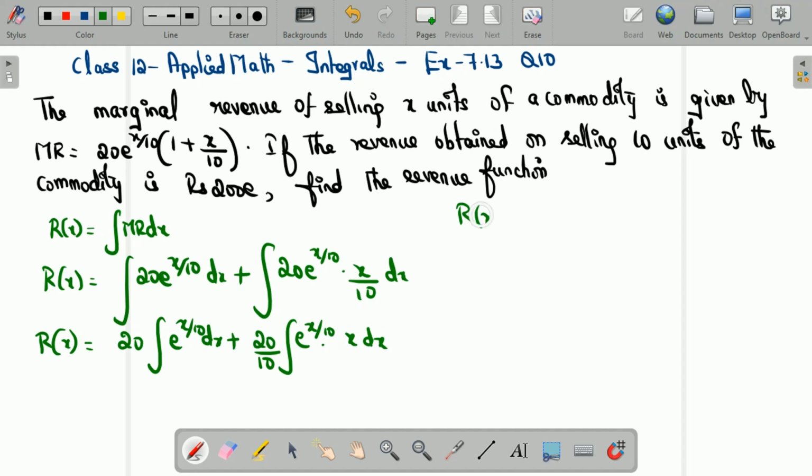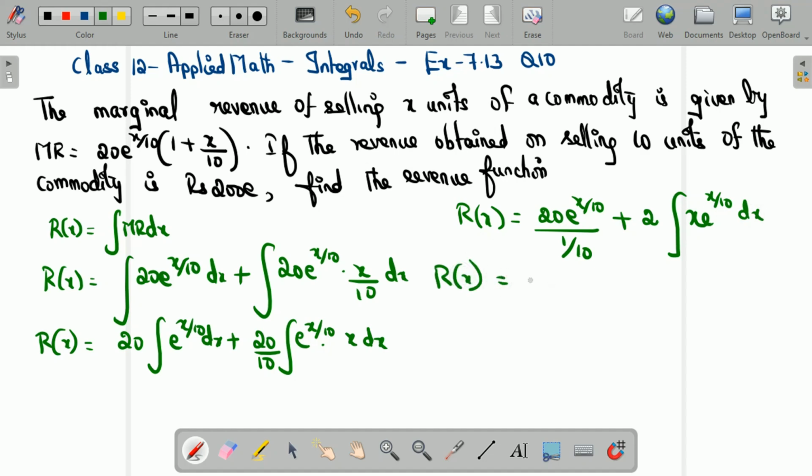So R(x) is going to be equal to 20 into e^(x/10) divided by 1/10, plus 2 into the integral of x e^(x/10) dx. I have not yet performed the integration there. So first let's simplify. R(x) is equal to 200 e^(x/10) plus 2 into the integral of x e^(x/10) dx.